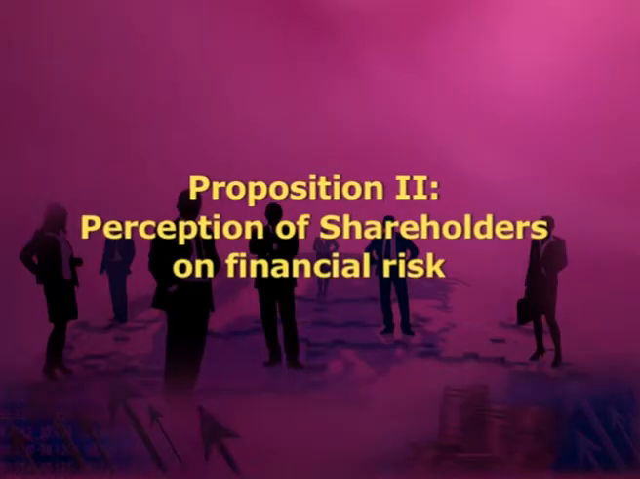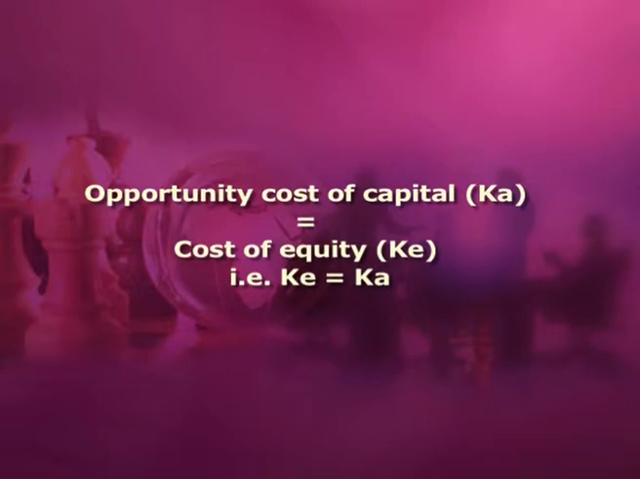Moving on to proposition 2, perception of shareholders on financial risk. As per this proposition, the financial leverage affects shareholders' return in terms of earnings per share, that is EPS, and return on equity, ROE. The higher the financial risk, the higher the shareholders' required rate of return or the cost of equity. In case of an unlevered firm, its opportunity cost of capital KA is equal to its cost of equity KE, that is KE is equal to KA as per proposition 2 of the MM approach.